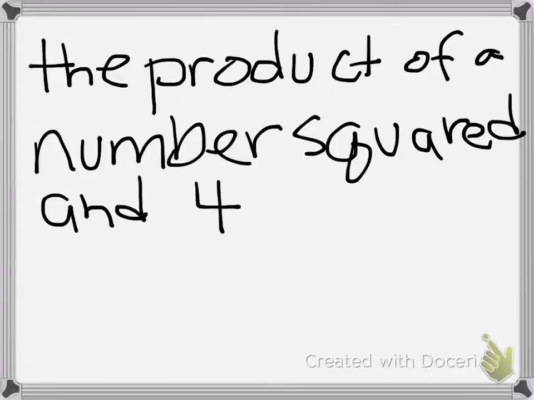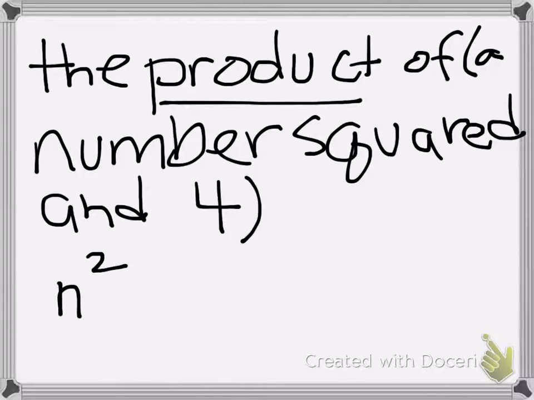The next expression is the product of a number squared and 4. So the same idea as the last one. Here's an operation, and then you have a grouping, a number squared and 4. So we're going to write a number squared, meaning a variable squared.